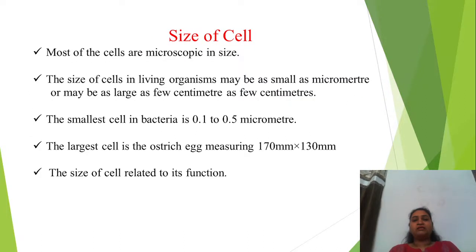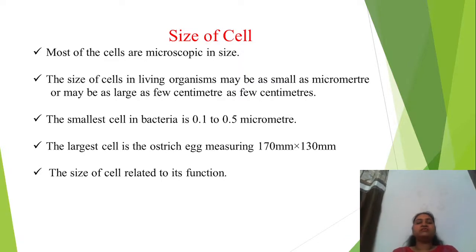Then moving to the next point, size of cell. What is the size of a cell? Most of the cells are microscopic in nature. That means we cannot see them with our naked eyes. So we have to use a microscope to see a cell. The size of a cell in a living organism may be as small as a micrometer or maybe as large as a few centimeters.